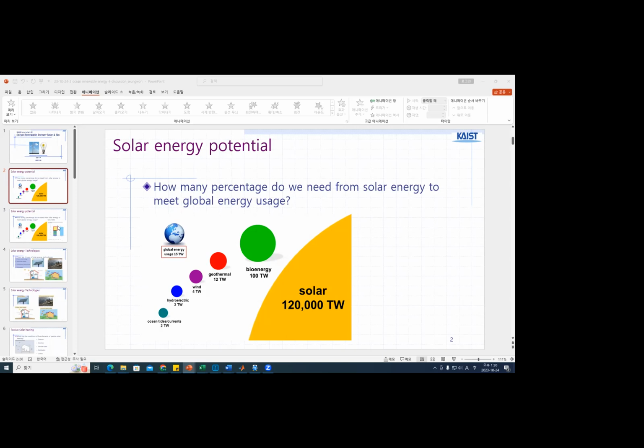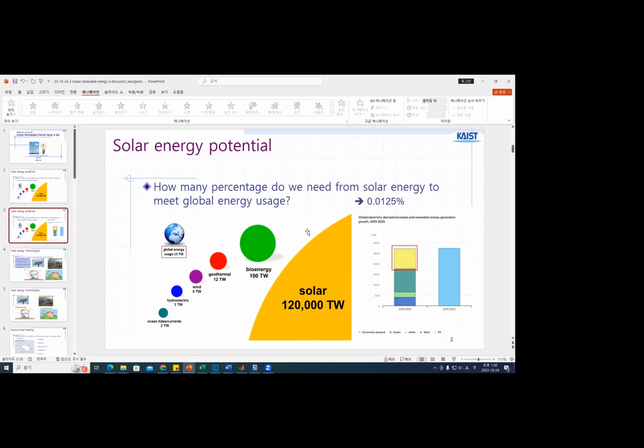Yes, you're right. So if you see this picture, there is a very big solar energy resource from the universe. So if we can use the core of the solar energy, we can easily meet the global energy usage.